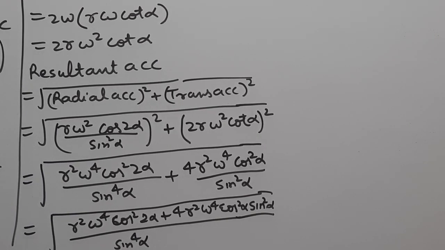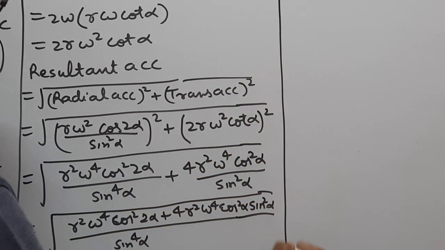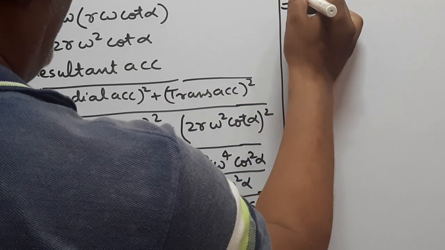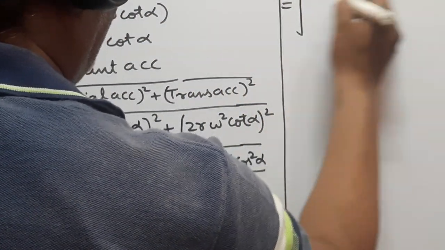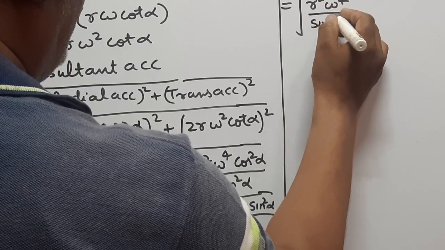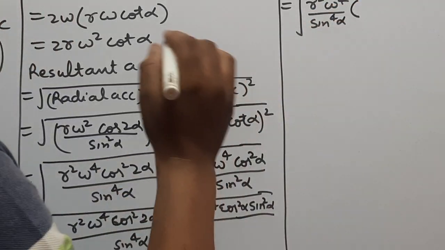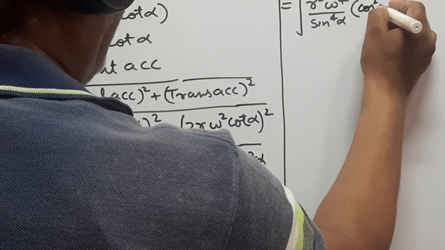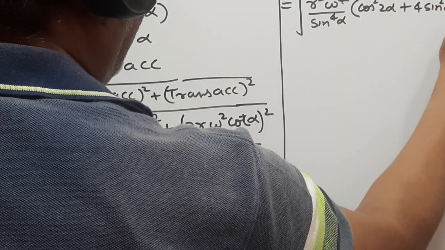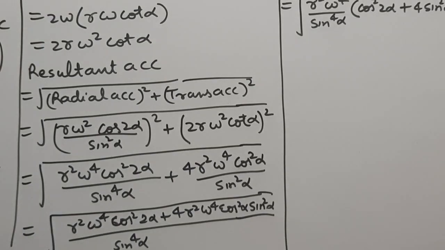You can see from the numerator we can take common r² ω⁴, over sin⁴ α. We get cos² 2α plus 4 sin² α cos² α.